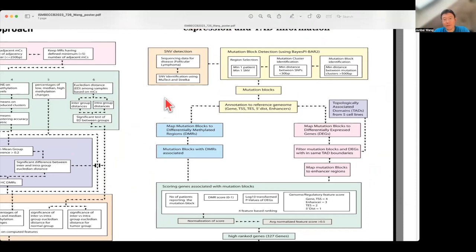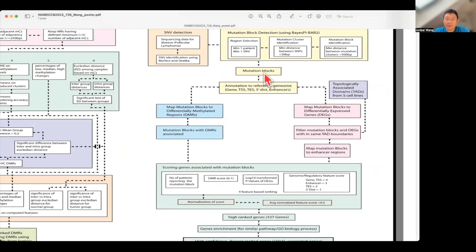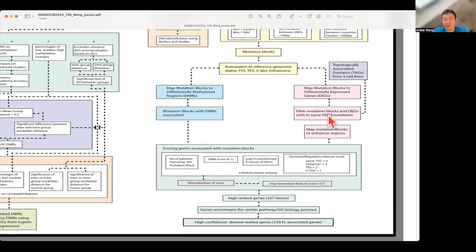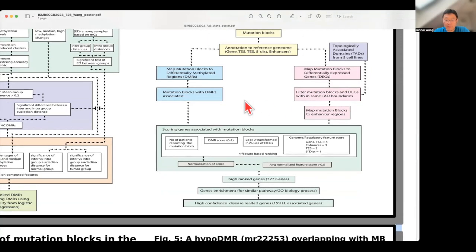the mutation information. For example, here we have the SNPs, single nucleotide variants from the genome-wide sequencing data from patients. Here the lymphoma patients, follicular lymphoma. And then the mutation block is predicted by BasePair Bar 2. And here the mutation block information will combine with differential methylation information. And also the relevant genes, if for example this mutation block is linked to the gene either from the promoter region or the 5' distant region. And all such putative targets should be in the locally same topological domain.